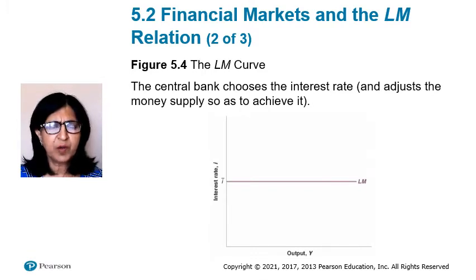Figure 5.4 shows the LM curve. The central bank chooses the interest rate and adjusts the money supply so as to achieve it. LM is horizontal at the interest rate chosen by the central bank. In the rest of the book, we shall think of the central bank as choosing the interest rate and doing what it needs to do with the money supply to achieve this interest rate. This will make for an extremely simple LM curve, namely a horizontal line.